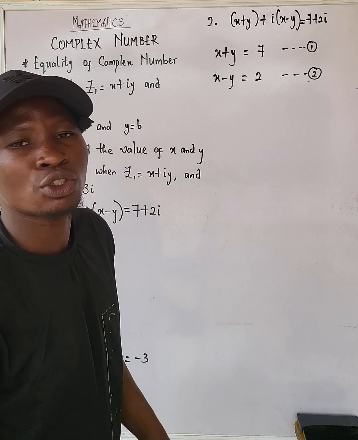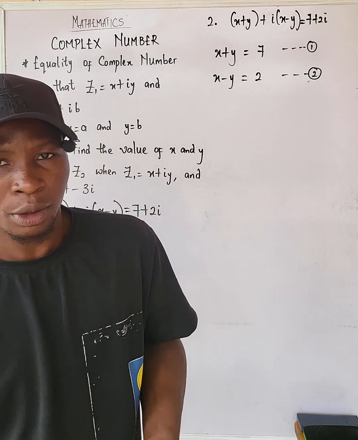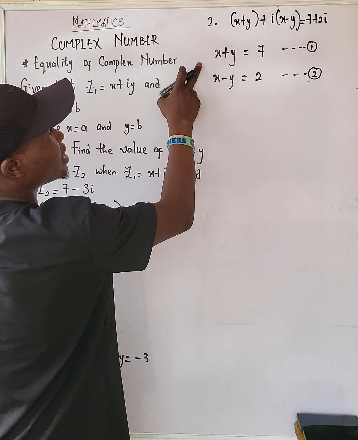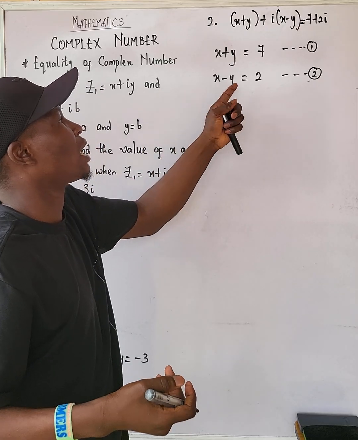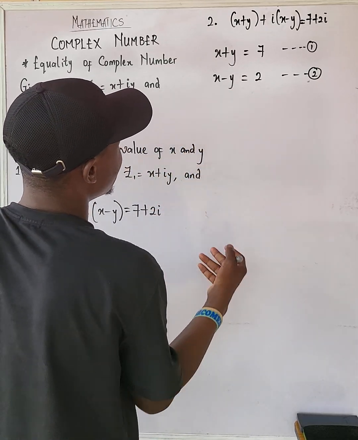Now we have two equations, you have to solve it simultaneously. So either you use elimination method or what? Substitution method. So let's use elimination method. The coefficient of x is 1 here, the coefficient of x is 1. So you can easily eliminate x or can easily eliminate what? Y. Whatever one you want to eliminate, they have the same coefficient.